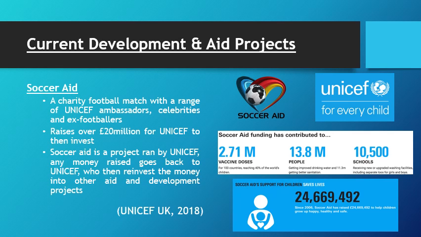2.71 million people have received vaccine doses in over 100 countries, reaching 40% of the world's children. 13.8 million people have got improved drinking water and 11.3 million getting better sanitation. And lastly, 10,500 schools have now received new upgraded washing facilities, including separate loos for girls and boys.